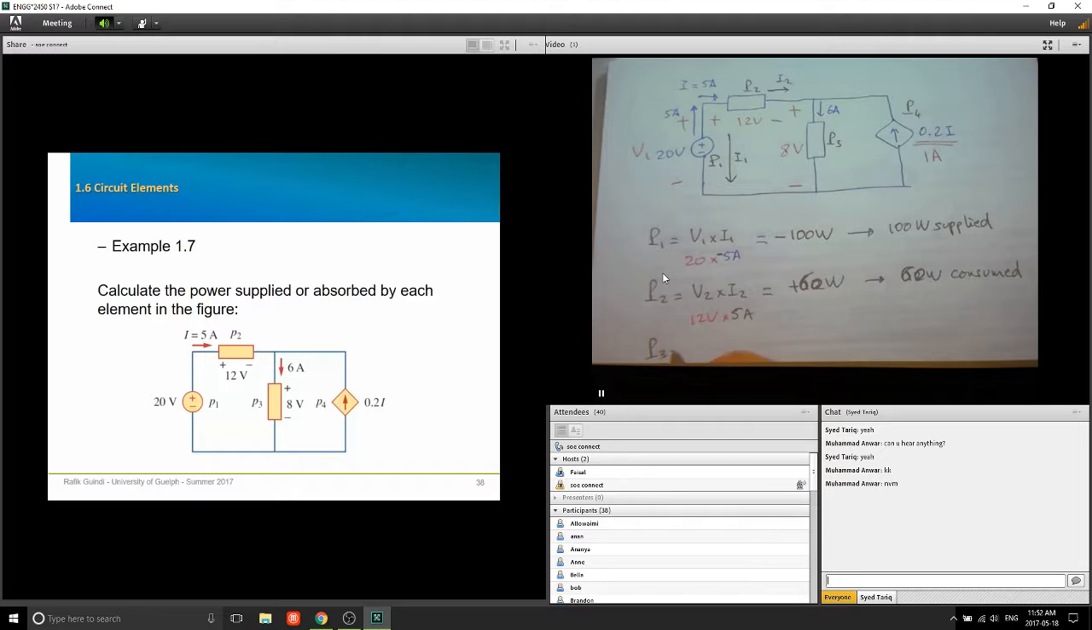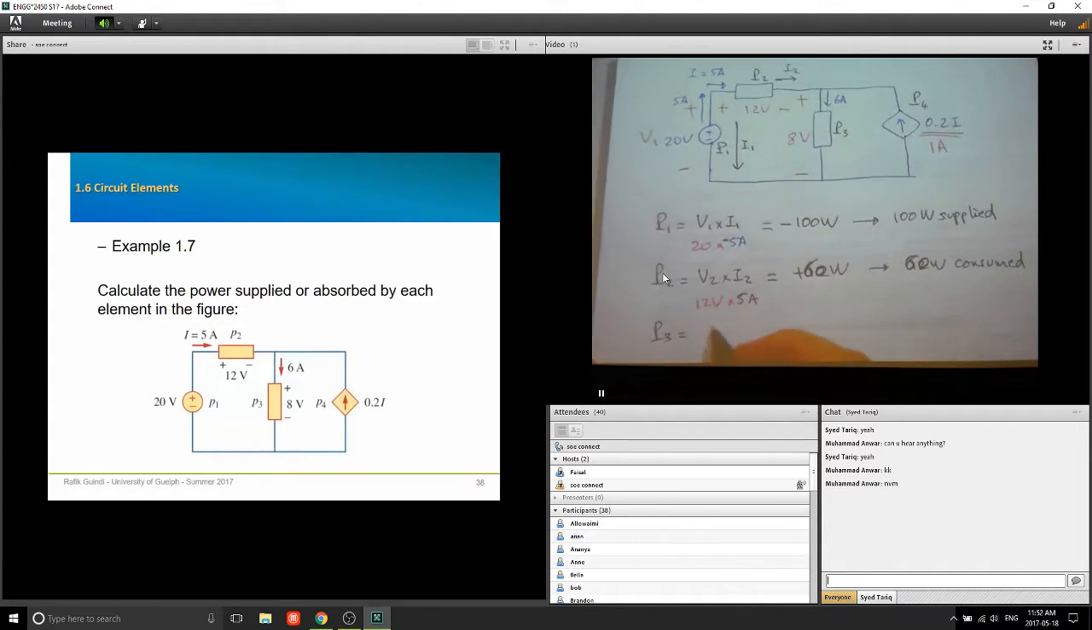P3. Look at that. You have 8 volts and the current 6 amps flowing according to the passive sign convention. So I can do that right away. P3 is V3 times I3. That is equal to 8 volts times 6 amps equals 48 watts. So here we have 48 watts consumed.